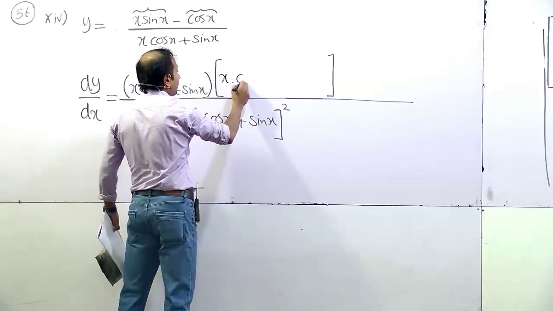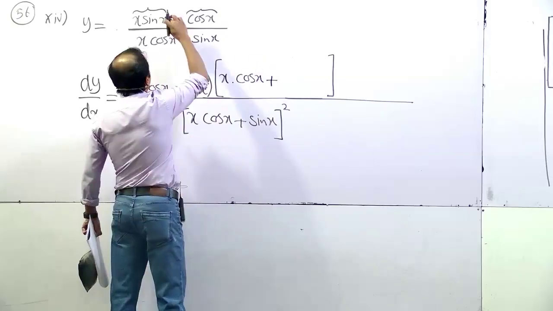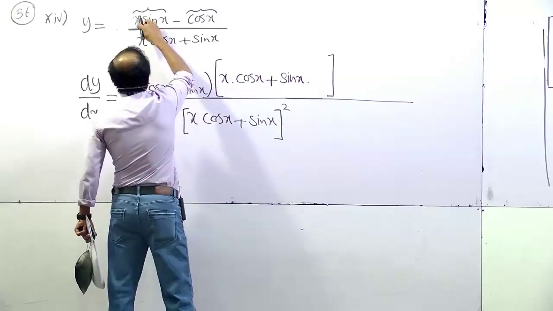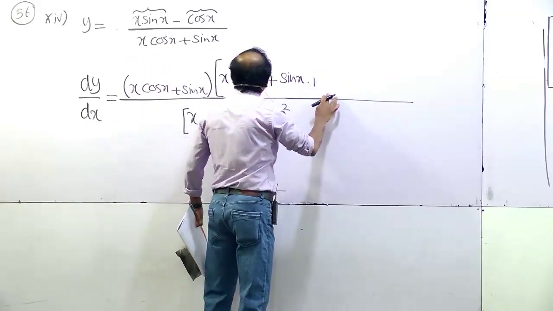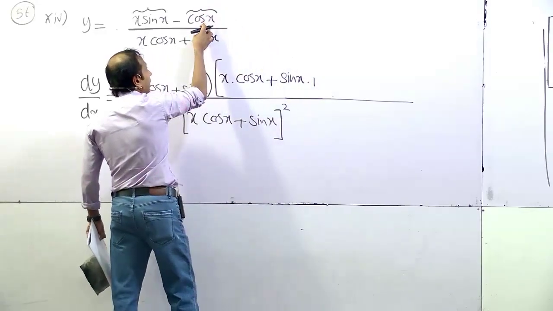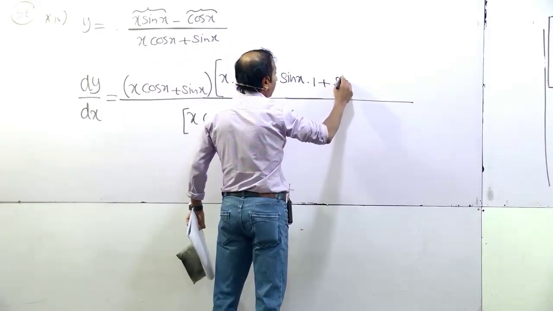Our derivative of sin x is cos x, plus sin x function we have to keep as same. Derivative of x is what? 1. Another cos x. What is the derivative of cos x? Minus sin x. That minus and this minus make plus.